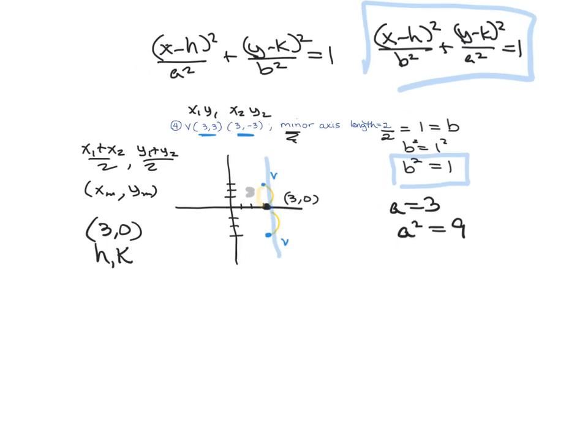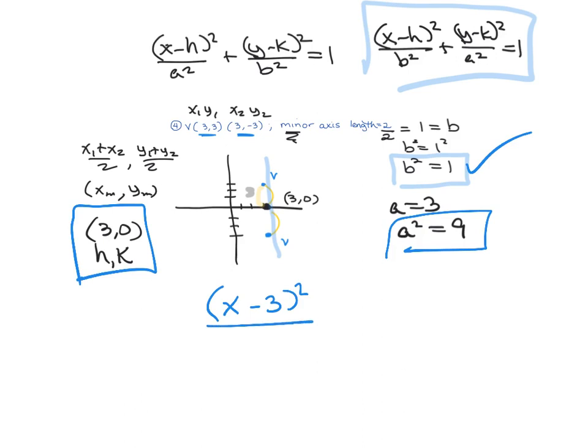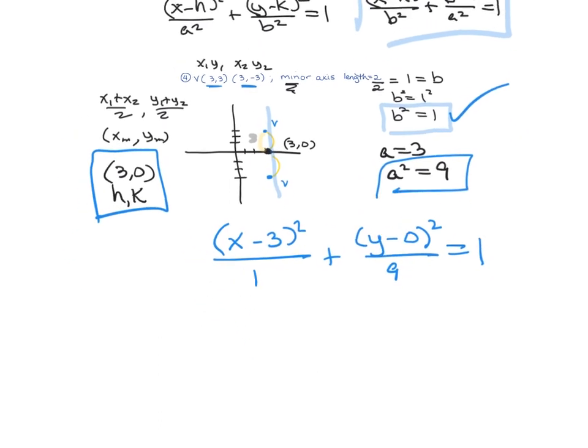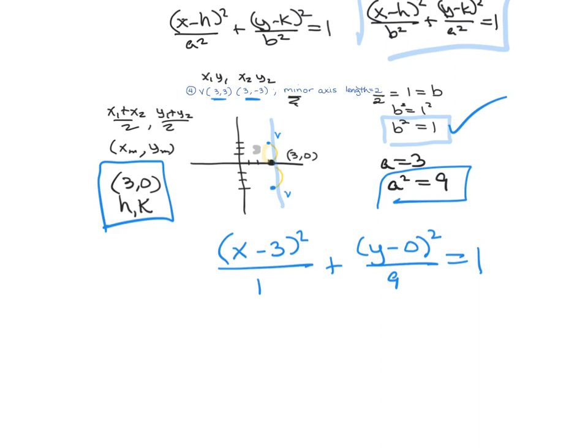So now all I have to do is plug in my center for h and k, my a squared value, and my b squared value. So x minus 3 squared over the b squared, which is 1, and then y minus k, which is 0, squared over 9 equals 1. Now, anytime you have a 0 that's part of your center, notice this right here, y minus 0, this is just going to become a y squared.